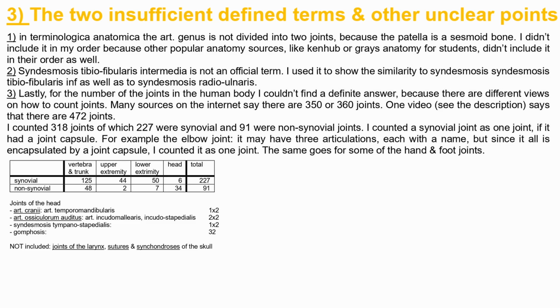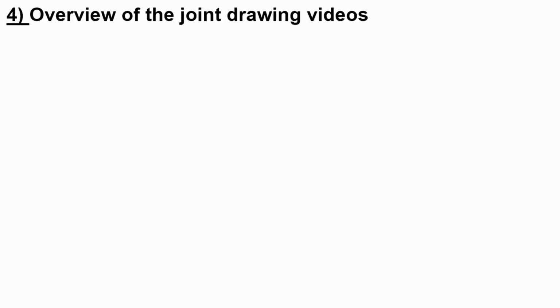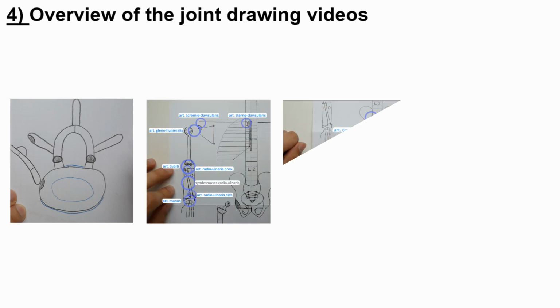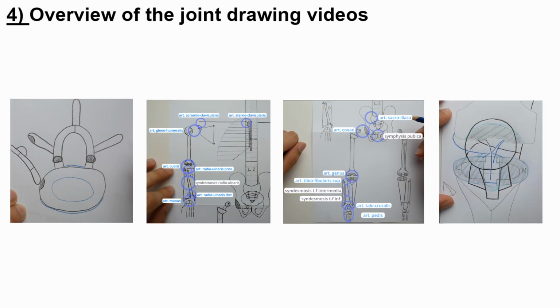Other facts for which I could not find enough information or that I have changed for didactic reasons are listed here. Now that we have discussed the theoretical introduction, I will explain to you the next steps for learning the joints. We will draw all the human joints in 4 videos divided into the following regions: the region of the spine and thorax, the upper extremity, the lower extremity, and the knee.